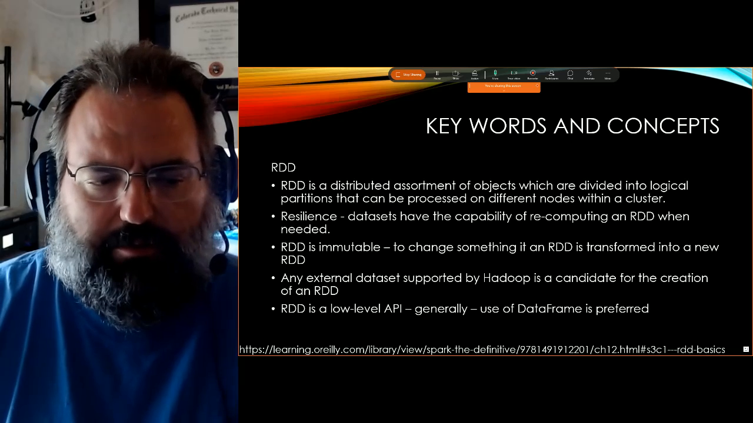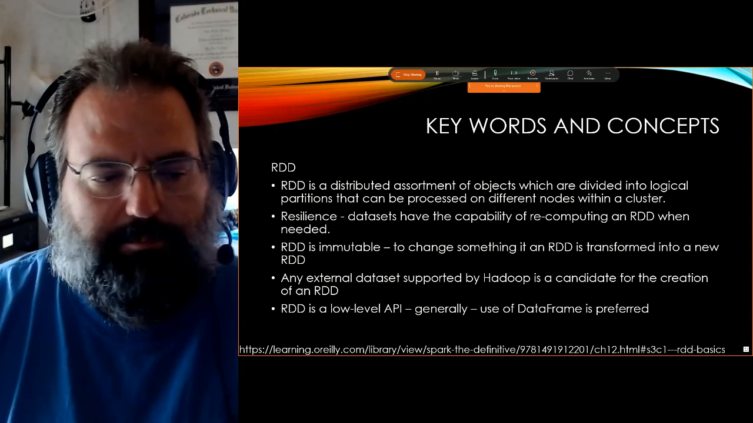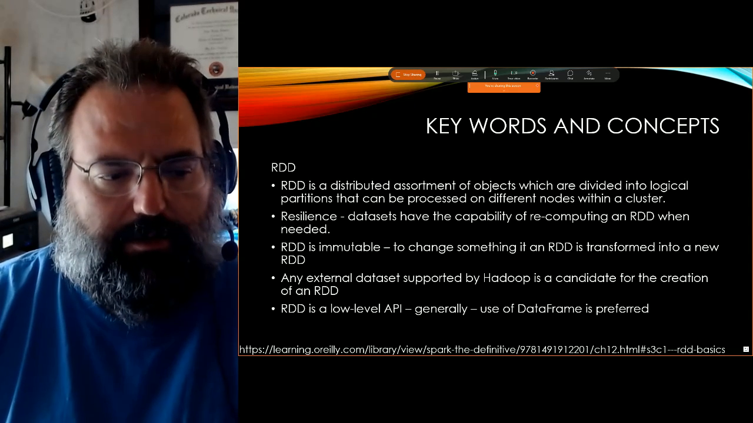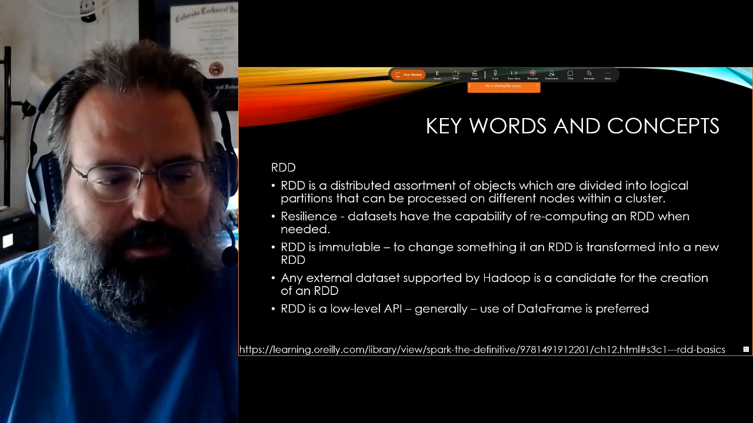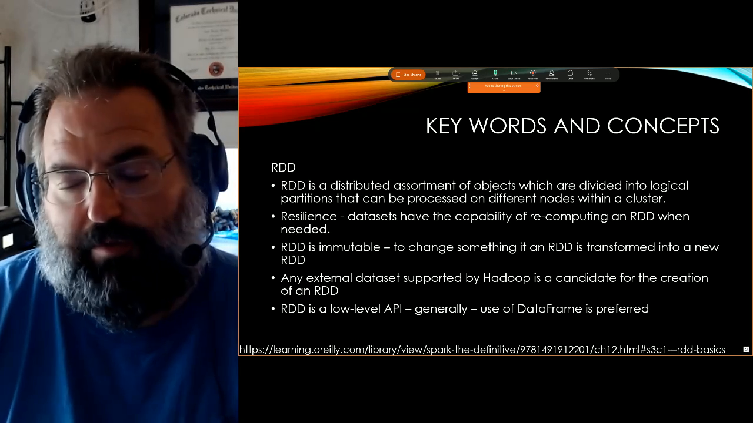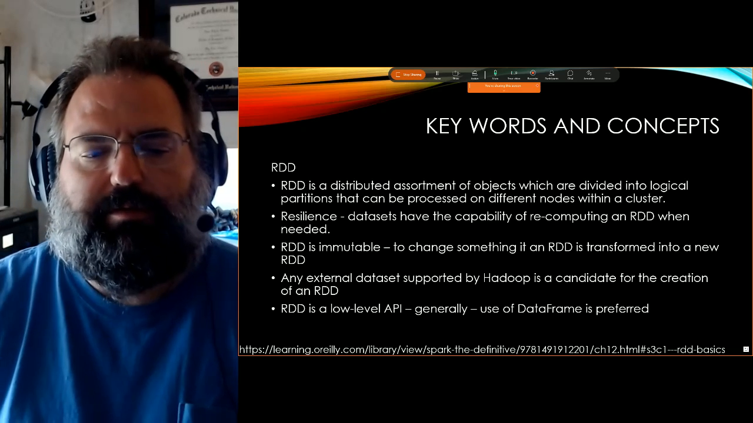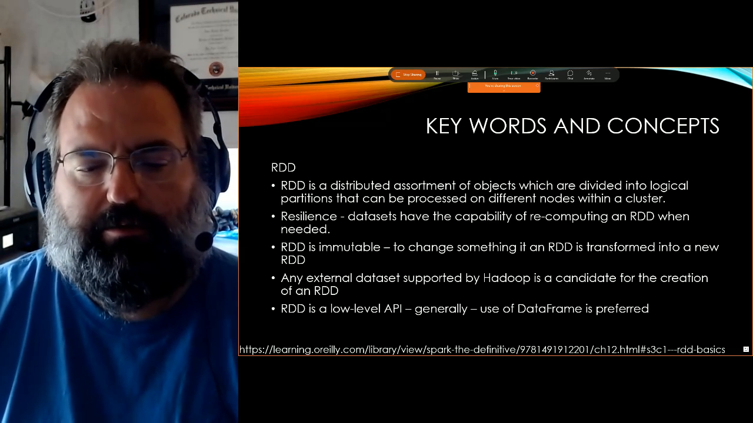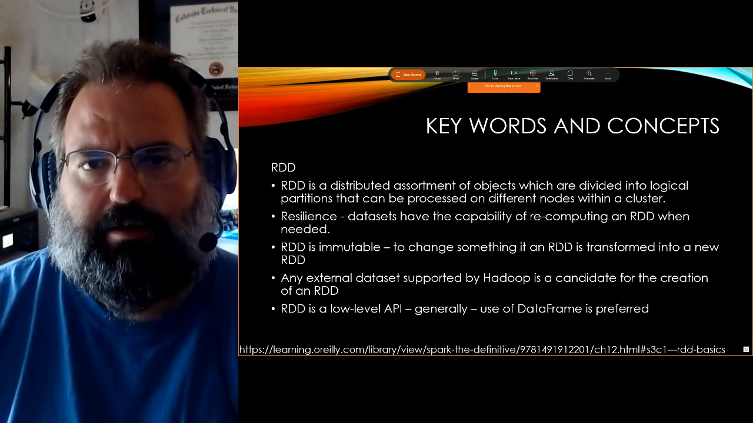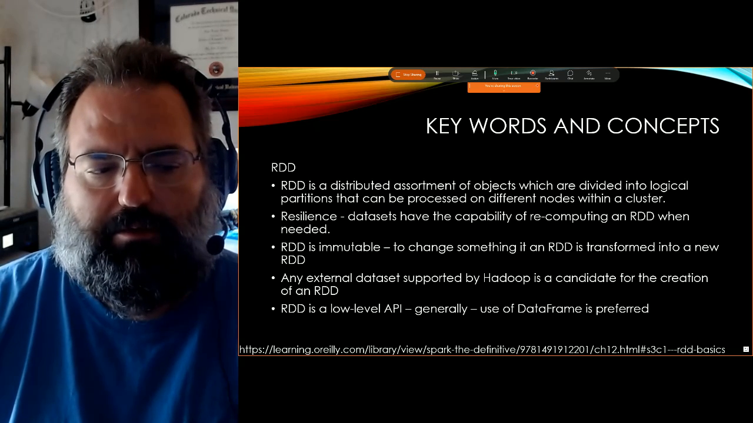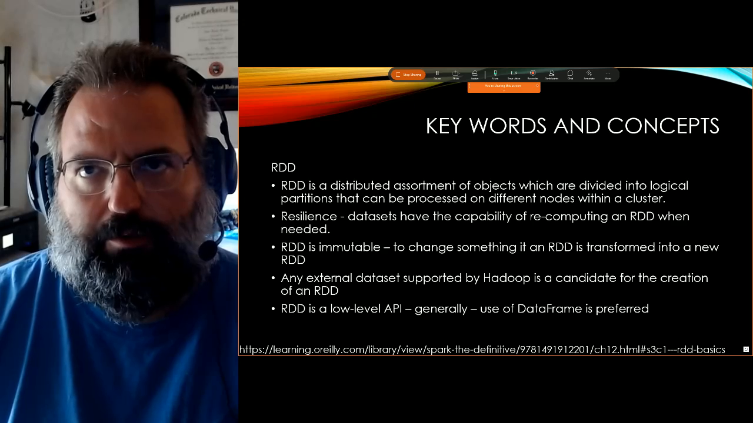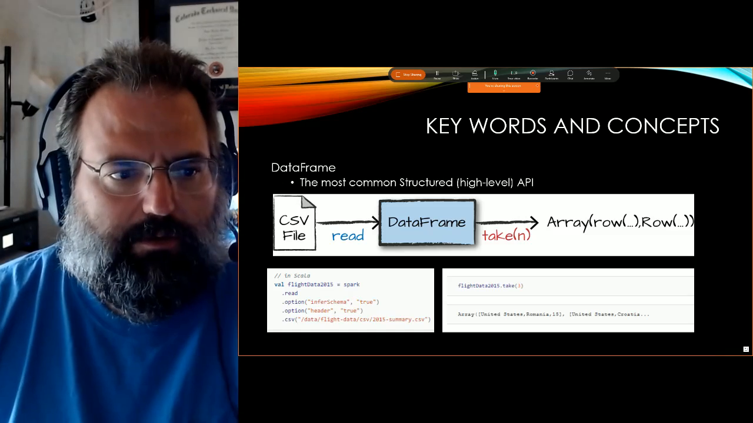Pretty much any external data set that's supported by Hadoop can potentially be used via RDD. They are low level, almost never used. They're there, but significant performance can be had using data frames because there are the concepts of caching and a few other things that have been built in. So generally speaking, you only use an RDD if you're doing something really quite interesting.